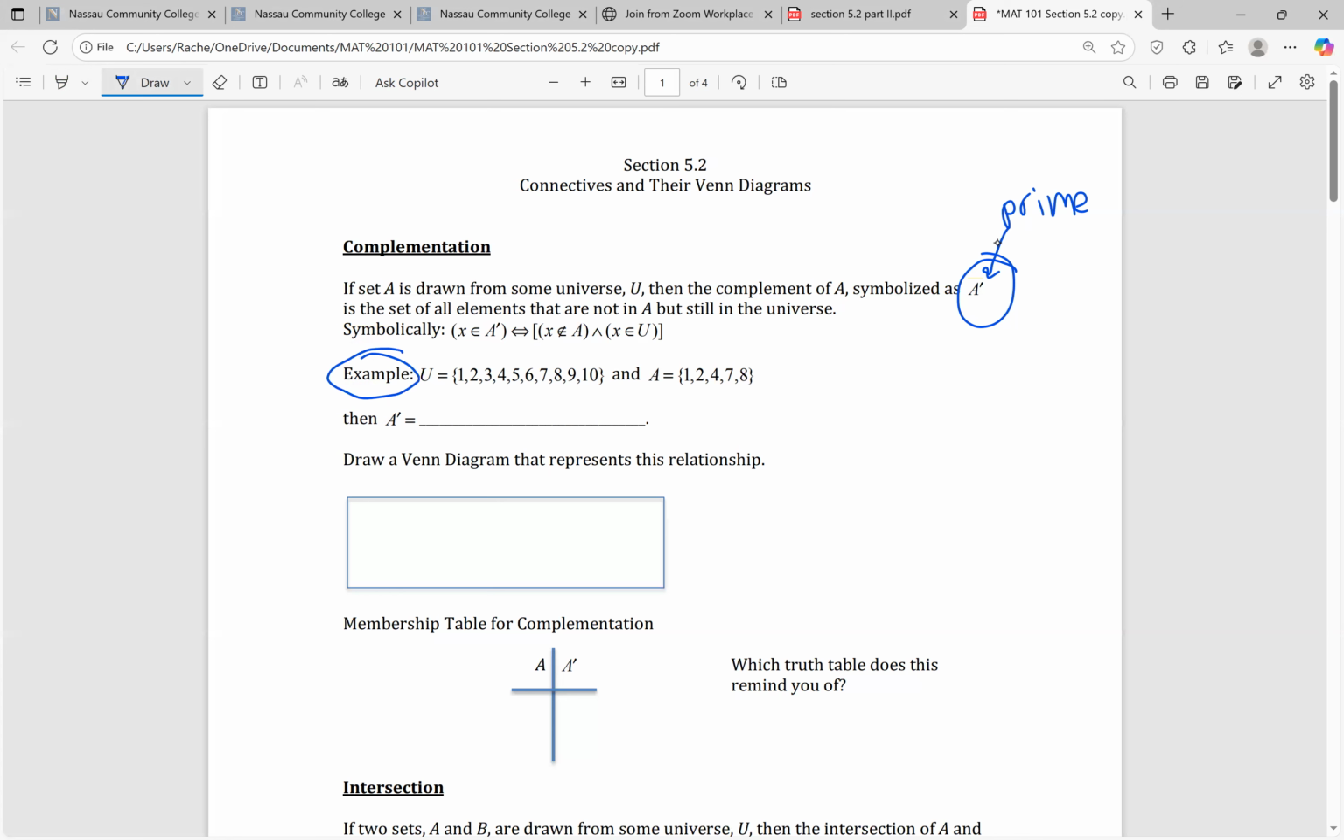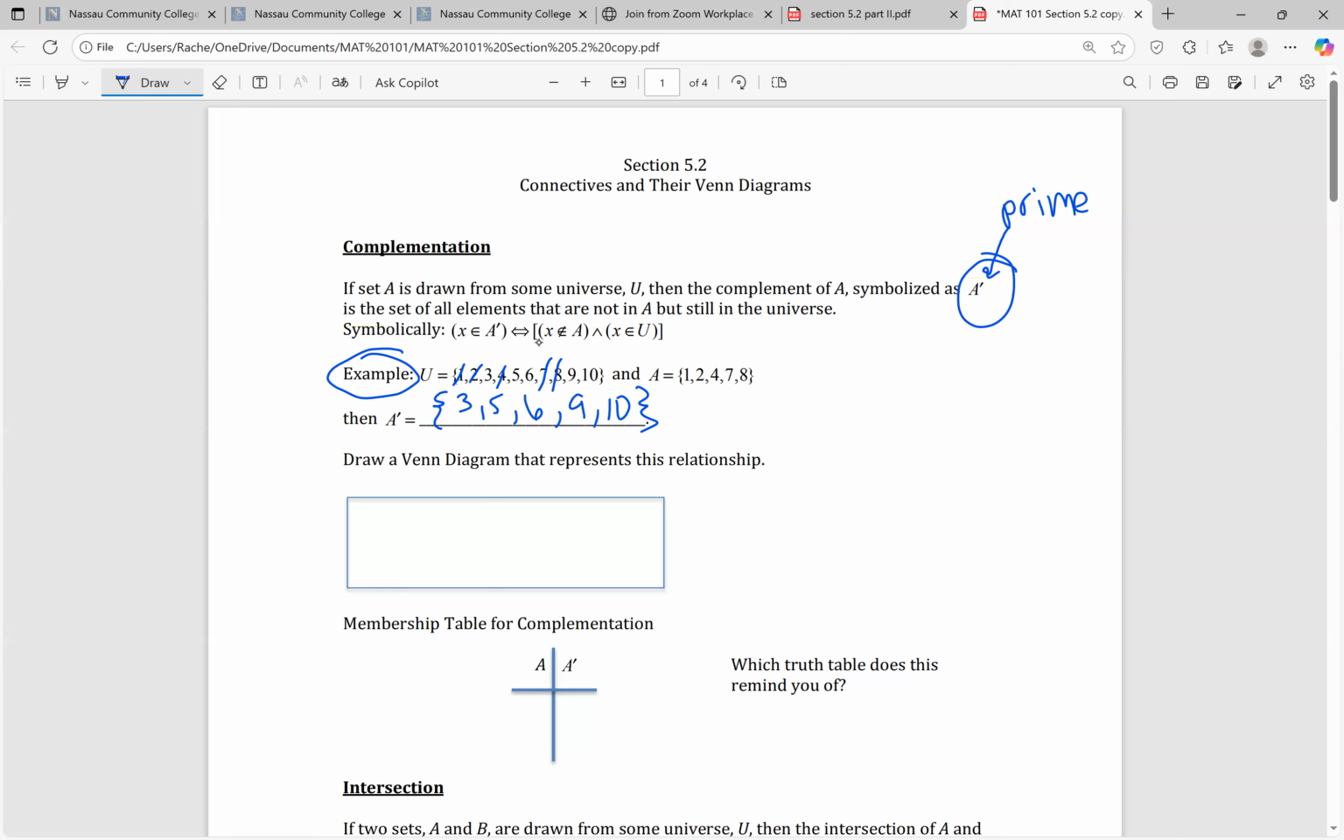So for example, let the universal set be U, which is 1 through 10, and A is 1, 2, 4, 7, and 8. Then what's A complement or A prime? So that would be all of the elements that are not in A, but that are in the universe. So 1, 2, 4, 7, and 8 are in A, right? So everything else in the universe would be A complement or not in A. So that's going to be 3, 5, 6, 9, and 10.